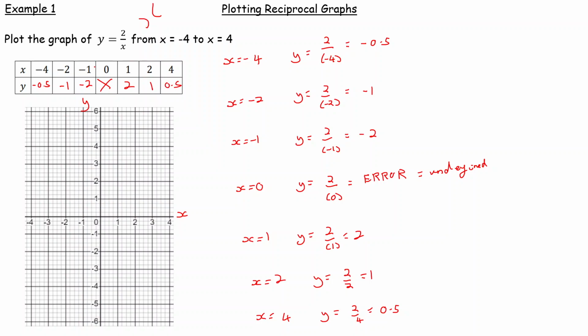Okay, good. So what's important to note is when I plot these points here, they should roughly follow this shape here. So this curve up here, this curve down here. If not, there's a mistake somewhere. So let's plot these points as coordinates. So x is minus 4, y is minus 0.5, so somewhere down here, roughly. Minus 2, minus 1 is here. And then minus 1, minus 2 is down here.